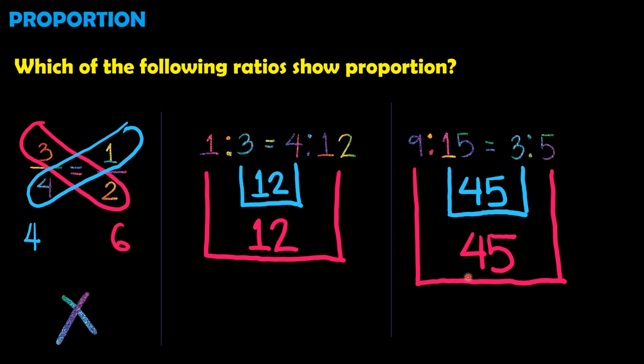However, our second and third example obviously shows the same product. We have 12 and 12, 45 and 45. Okay? So these two ratios are examples of proportion.